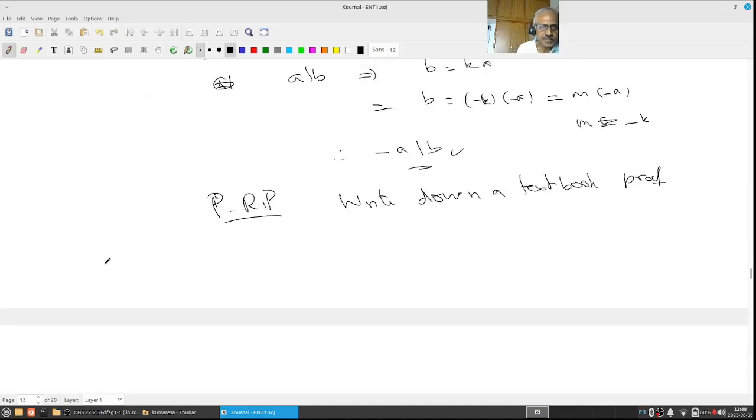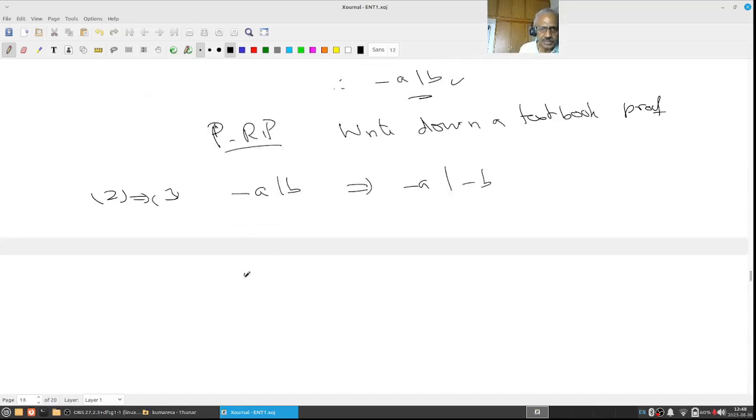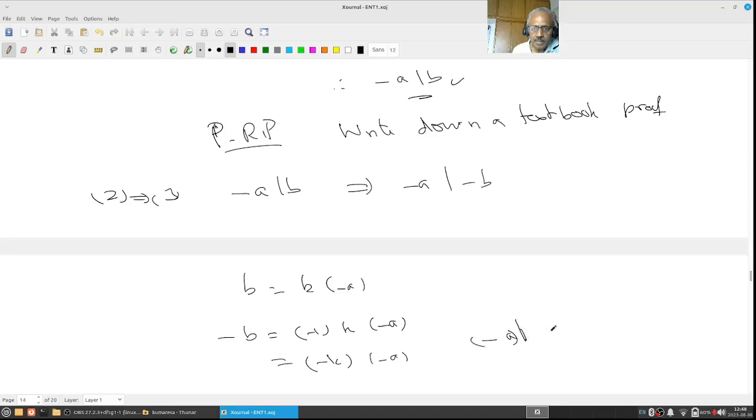Now let us do 2 implies 3. Minus A divides B should imply minus A divides minus B. So minus A divides B, therefore B equal to some K times minus A. Therefore multiply both sides by minus 1, therefore minus B equals minus K times minus A. Therefore minus A divides minus B. Okay, and so on.